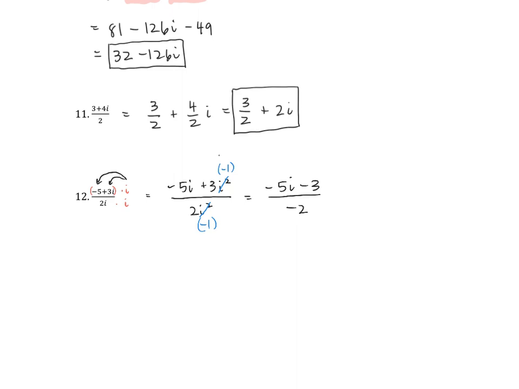Look in the numerator. That is not in the correct order, so we want to reorder it, so the real part's first and the imaginary part's second. And then the last step, we now have something that looks like number 11. So we're just going to split this apart into the real and imaginary pieces. So negative 3 halves is the real part, and negative 5 halves is the imaginary part. Neither of those fractions will reduce, so that is the simplified form.